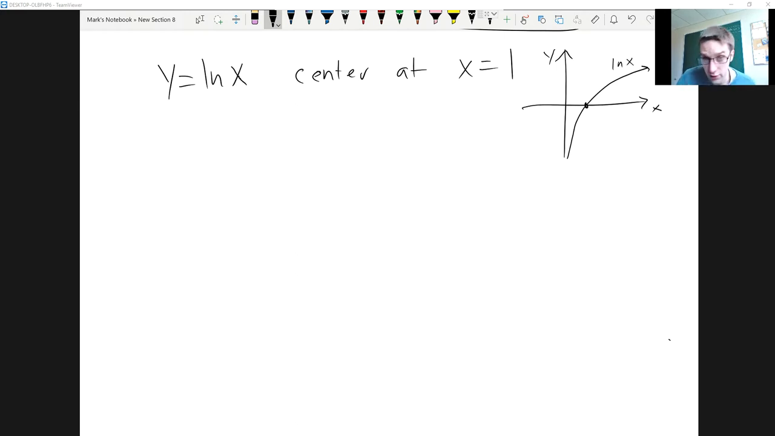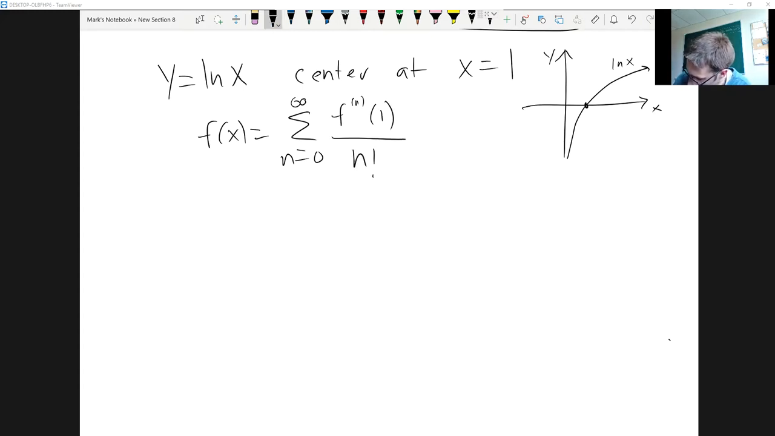And our Taylor series formula says that we should be able to write f of x as the sum from n equals 0 to infinity of the nth derivative evaluated at the center point, which in this case I guess will be 1, all over n factorial times x minus the center point raised to the n. And the only thing that's missing to be able to use this formula is a nice pattern for all of those derivatives.